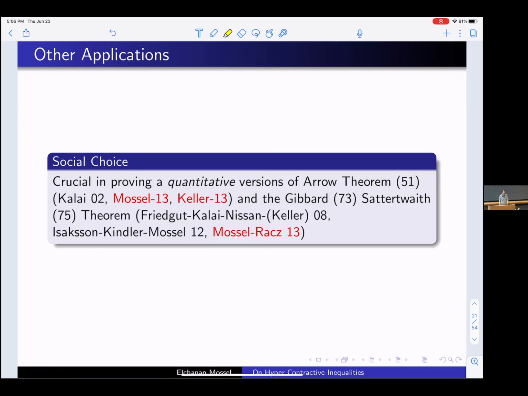But we mathematicians were interested in quantitative versions of that. And in the quantitative version, it turned out that reverse hypercontractivity is very important.